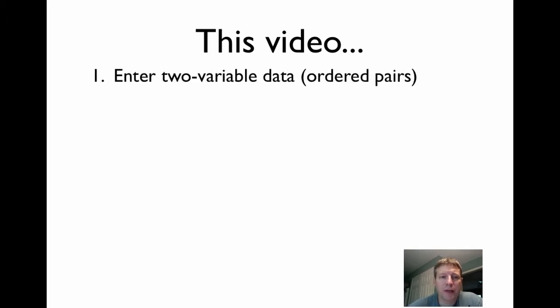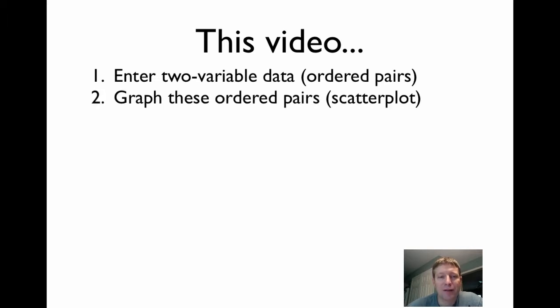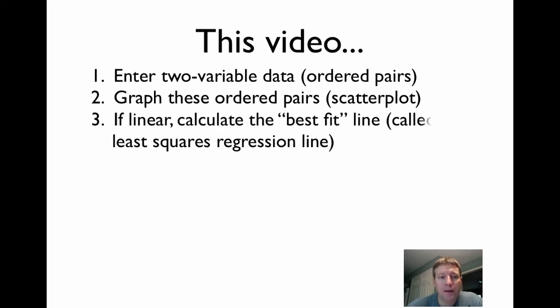First of all, you're going to learn how to enter two variable data, which is really just ordered pairs, into your calculator. Secondly, you're going to learn how to graph them and see the actual dots. It's called a scatter plot. Third, if the dots happen to line up in a fairly linear fashion, then we will also tell the calculator to calculate what we call the best fit line, or the least squares regression line. It's a line that fits the data the very best.